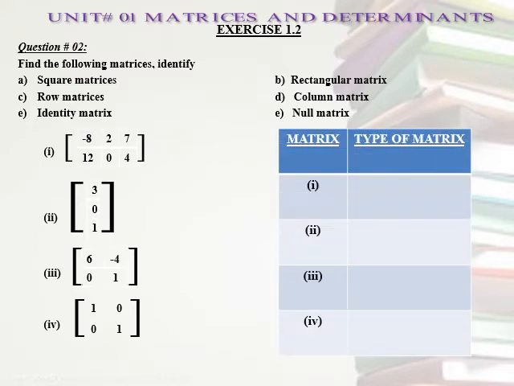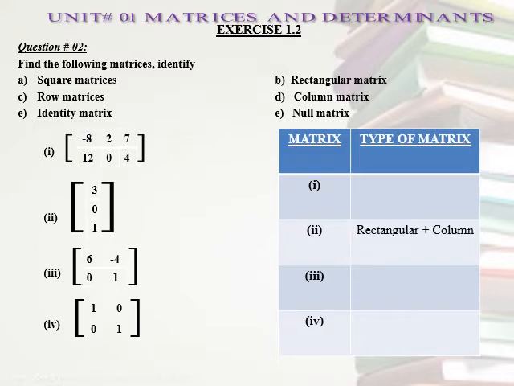Before this, I am repeating that one matrix may be of more than one type. So I will discuss part 2 of this question. In part 2, this matrix is a rectangular matrix and a column matrix as well. So we will write both in the answer, rectangular and column. Now do the rest of the parts of this question by yourself.